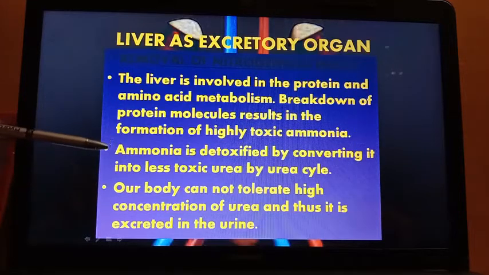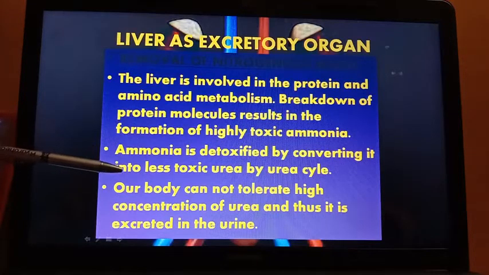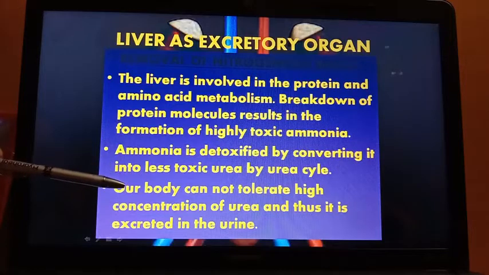Actually, ammonia is highly toxic and urea is less toxic. So liver converts the ammonia to the urea. As the urea is less toxic, still urea can't be accumulated in our body because our body cannot tolerate high concentration of urea also. So thus it is excreted in the urine.